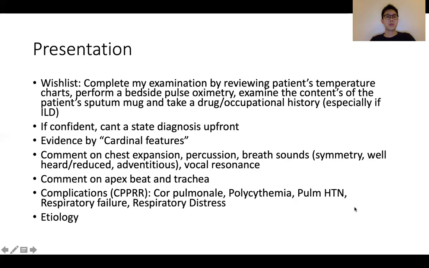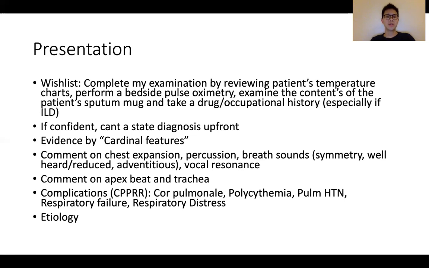So then comes your presentation. I always try to inculcate a discipline to end off with a wish list, by saying that I'd like to complete my examination by reviewing the patient's temperature chart, performing a bedside pulse oximetry, examining the contents of the patient's sputum mug, and taking a drug and occupational history, especially if you're suspecting interstitial lung disease. If you're confident, you can state the diagnosis up front, followed by evidencing by the cardinal features of that diagnosis.